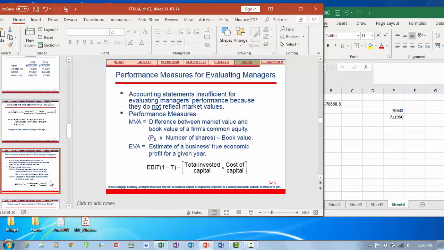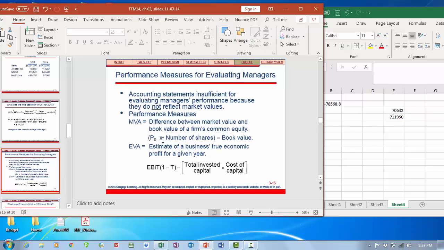So looking at the performance measures for evaluating managers, accounting statements are insufficient for evaluating managers' performance because they do not reflect market values. Market value added is the difference between market value and book value for the firm's equity. The way you calculate it is by taking price per share multiplied by number of shares, minus the book value. The book value will come from the shareholder equity on the balance sheet.